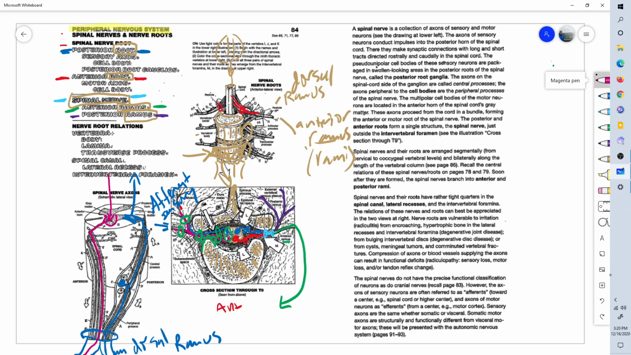And it could go to the front part of the body, or it can go to the back part of the body. So this is the anterior ramus. And of course, here is the posterior ramus.